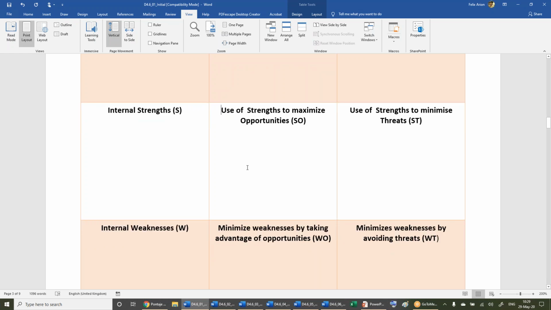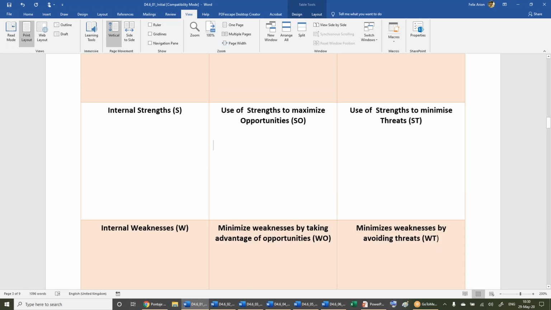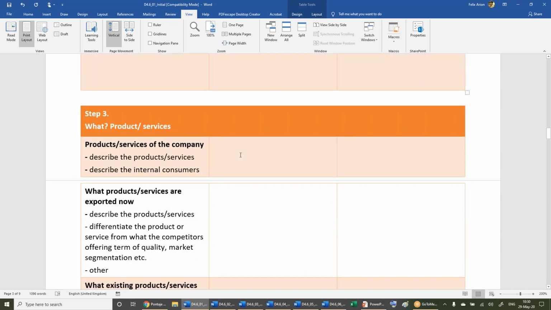So we will ask you and we'll discuss in detail, for instance, how to use trends to maximize opportunities, or how to use trends to minimize threats. So this part will be extremely important for us. If that is clarified, that means you know how to take advantage of your company and the external environment. So it's extremely important to be very clear.